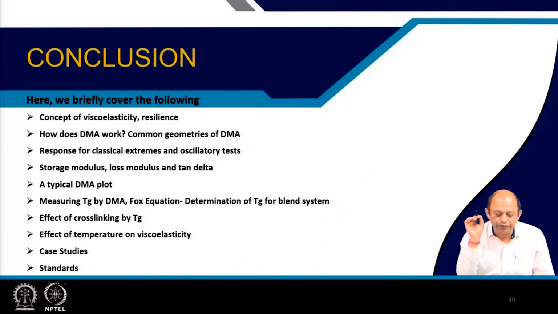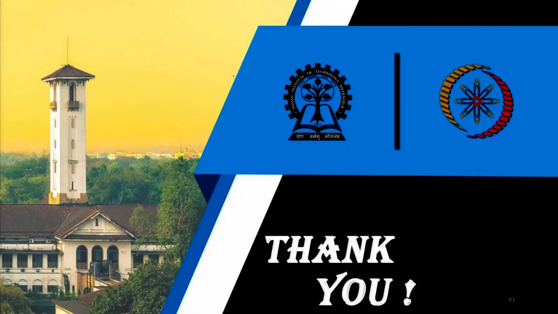We covered the basic concepts of viscoelasticity, in reference of course to resilience, the working principle of DMA and common geometries. Then we talked about the response of classical experiments and oscillatory tests: storage modulus, loss modulus, tan delta, these three parameters, a typical plot of DMA, and Tg determination from the point of view of blend systems. We covered the effects of crosslinking, the effect of temperature on viscoelasticity, and filled systems, including single filler and two filler systems, through the case studies we have made. There are several ways you can apply it; it all depends on your perspective, and of course, I have mentioned the standard names. With that, thank you very much.